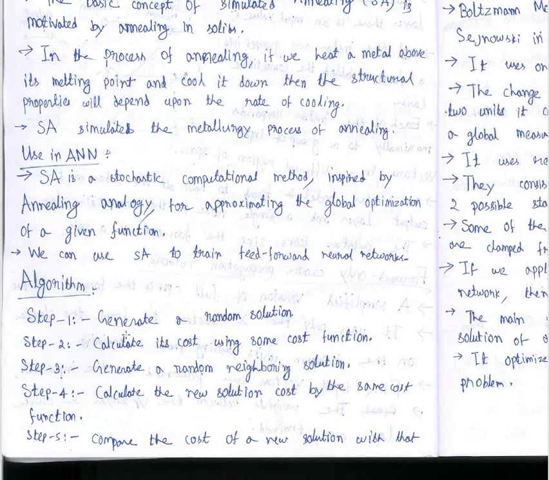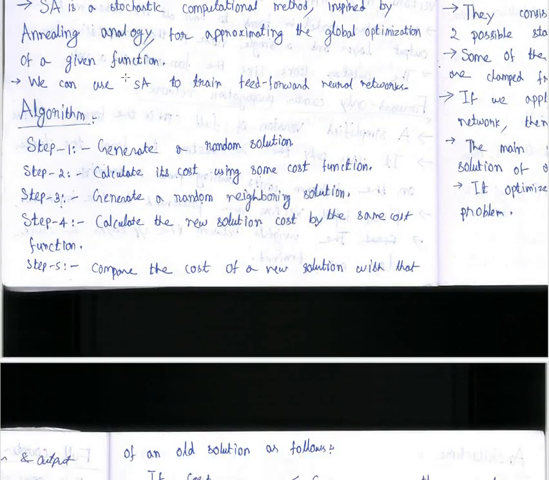The same way is used for machine learning. So simulated annealing is a stochastic computational method inspired by annealing. The algorithm goes in this way. Step 1, generate the random solution. Calculate its cost using some cost function. Generate the random neighboring solutions.